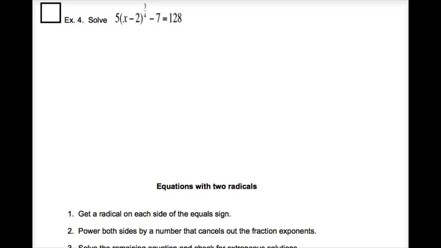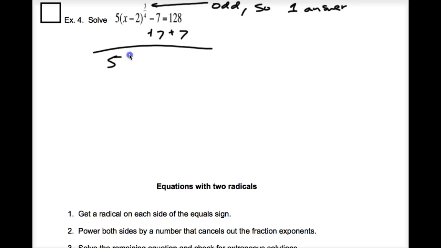Example 4. Got one root, we're going to isolate it. I will start off by saying, is this a situation that you should go, whoa, whoa, whoa, we got two solutions, plus, minus? And hopefully you're saying no, because this is odd up top. Odd up top. So, one answer, no plus, minus. And we're just going to go ahead and get the root alone. That's 7. Divided by 5.